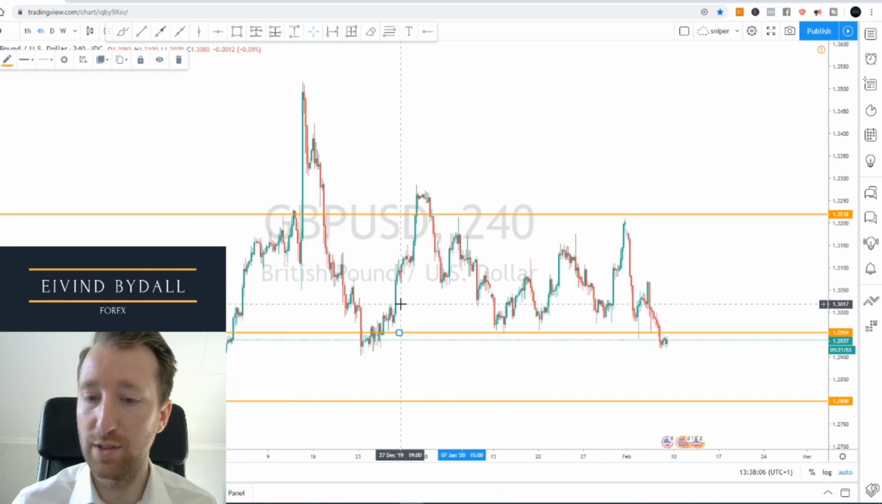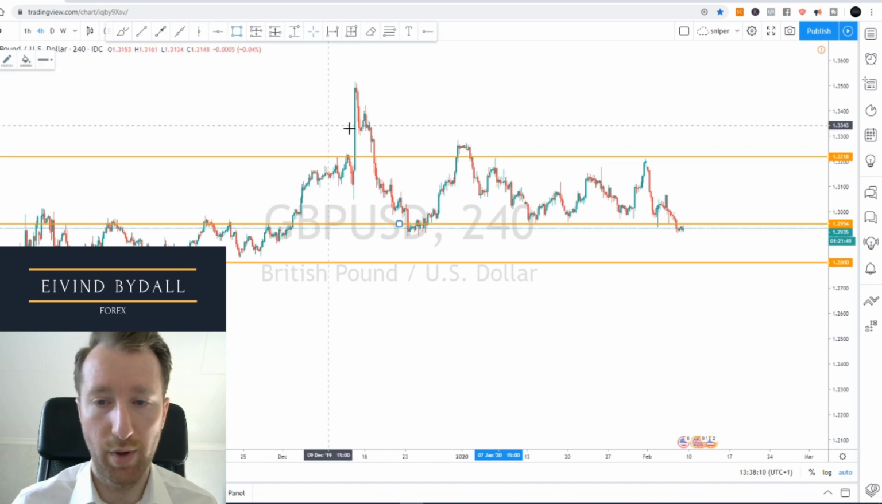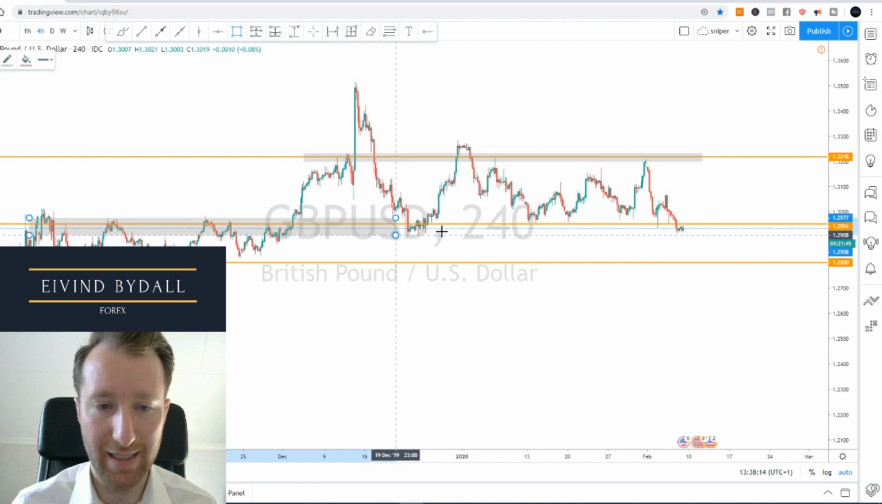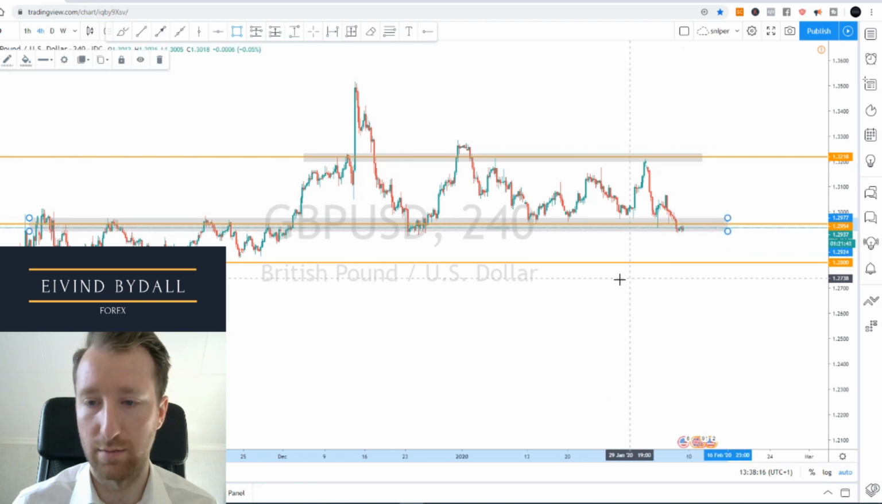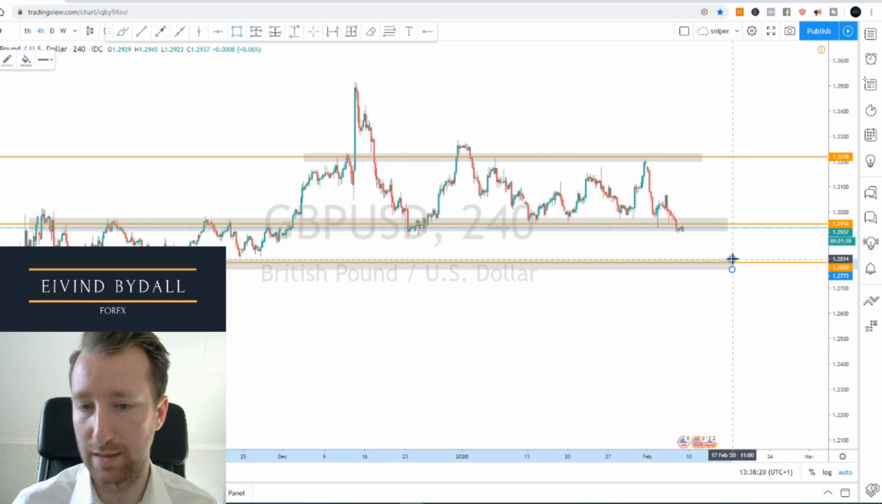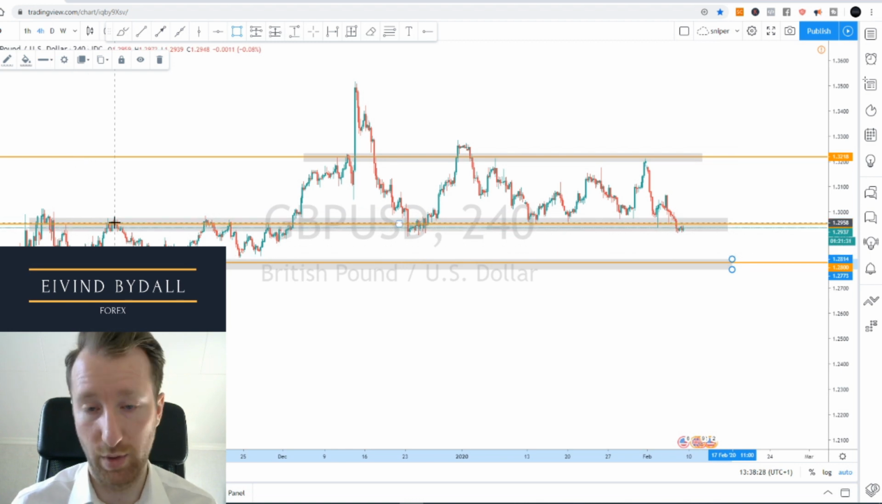As you can see now, I only have 3 lines. But I don't want to use lines, I want to use areas, okay? So this is an area of interest. This is an area of support and resistance. When price comes lower, it becomes support. When price goes higher, it becomes resistance and it's rejected.